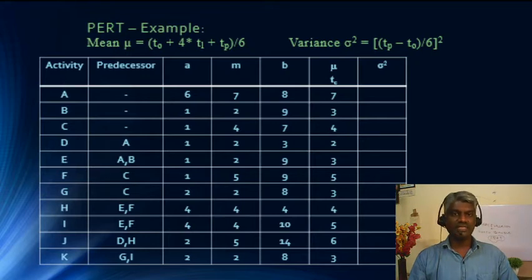TO for A is 6. So 8 minus 6 is 2 divided by 6. 2 by 6 is 1 by 3. 1 by 3 square is 0.11. So 0.11 is the variance for A.